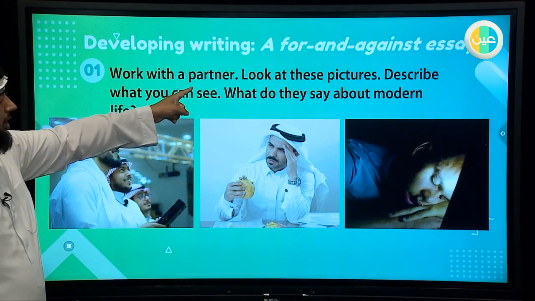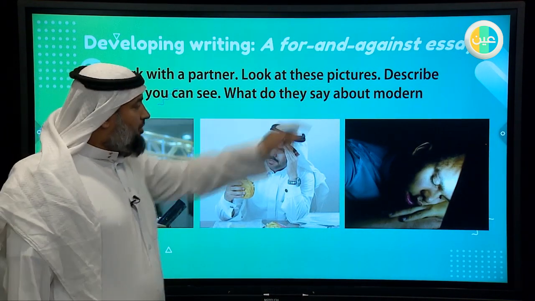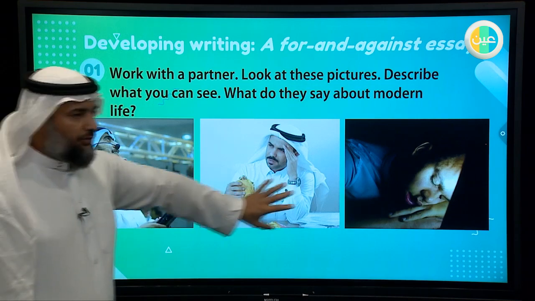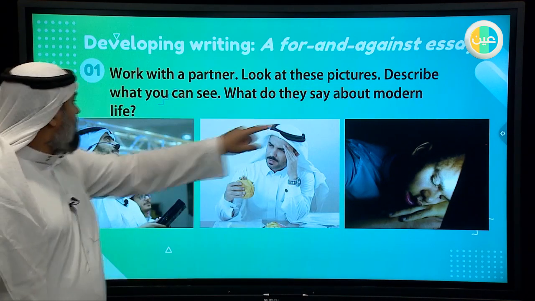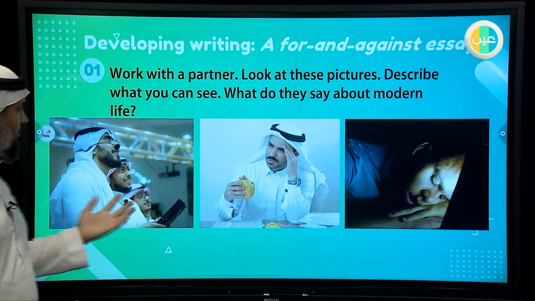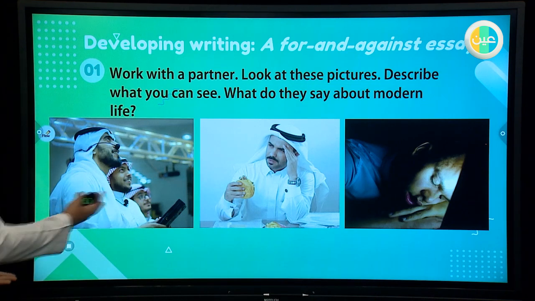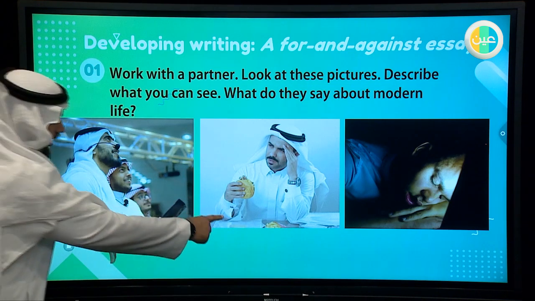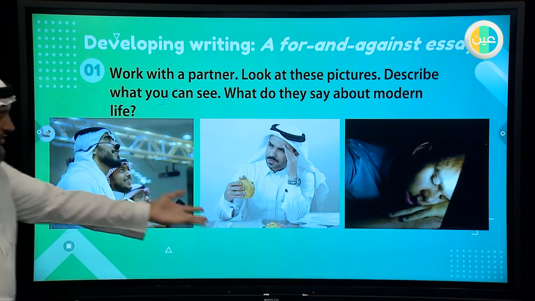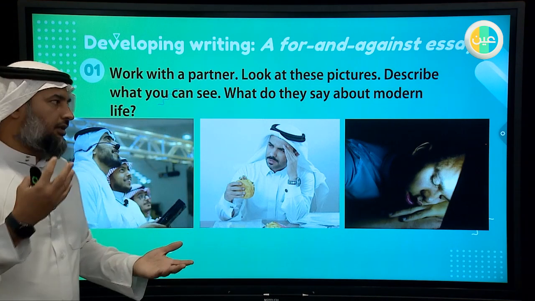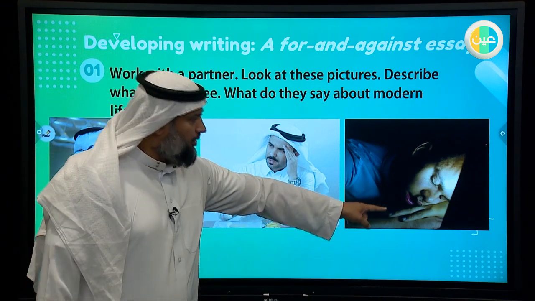Write with a partner. Look at these pictures. We have these 3 pictures: 1, 2, 3. Describe what you can see. What do you think? What's happening here? What are they doing? What is he doing? He's eating and he's also thinking about something. What about this guy? He's asleep.